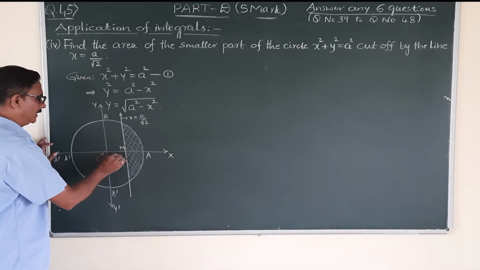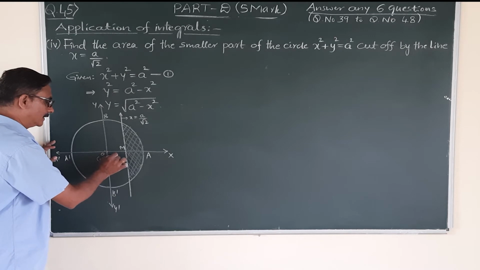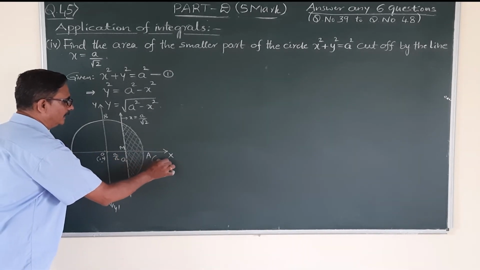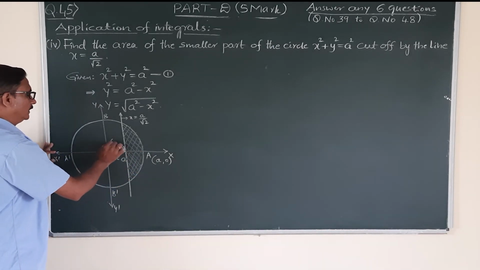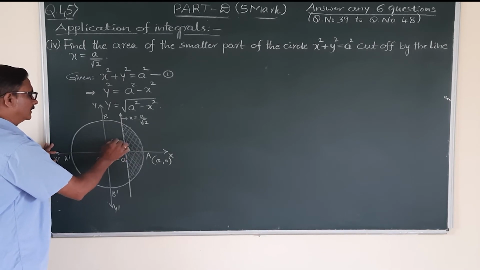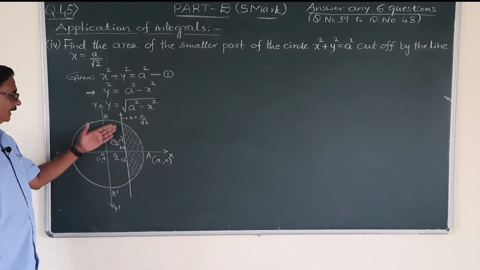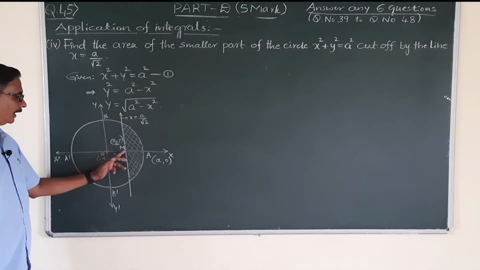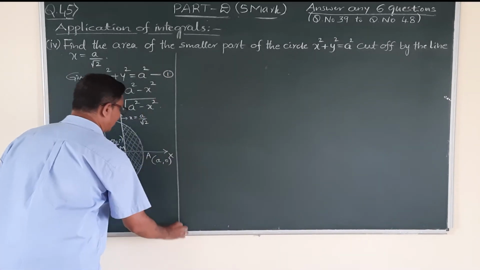Now OM length is a by root 2, whereas OA length is radius a. OM length is cut off by the line x is equal to a by root 2, then OA length is a. Since OA lies on x axis, the coordinates of point A are a comma 0, because OA length is radius a. Similarly, OM length is a by root 2, therefore OM lies on x axis, coordinates of point M are a by root 2 comma 0. Now we got the limits, area bounded by the curve with x axis: lower limit is a by root 2, upper limit is a. We take the part from here to here. This is the smaller part, so that is the required area.